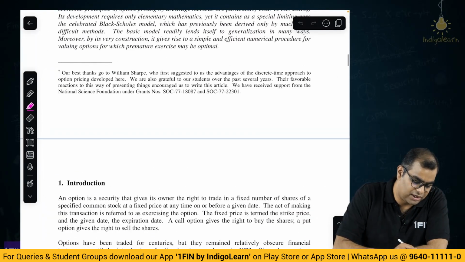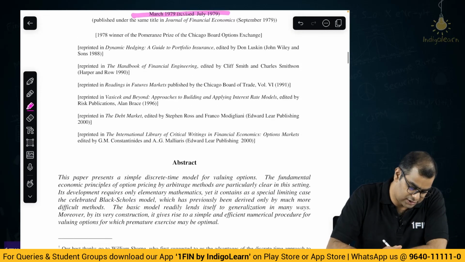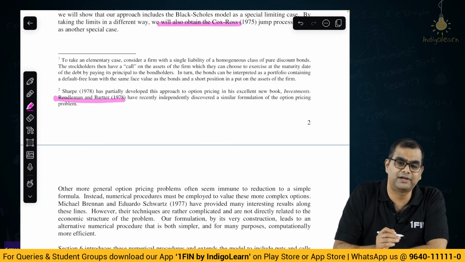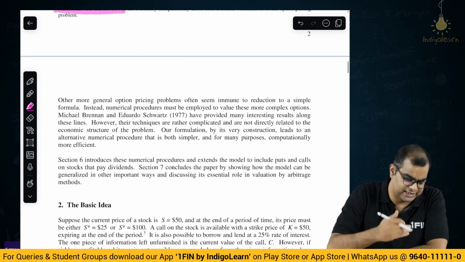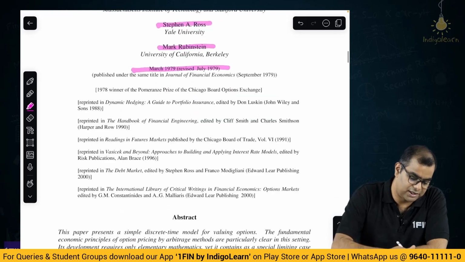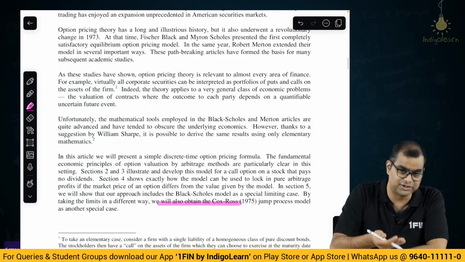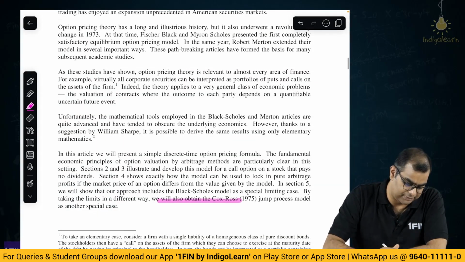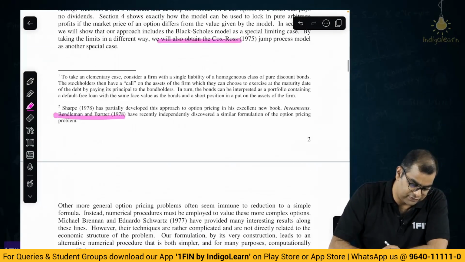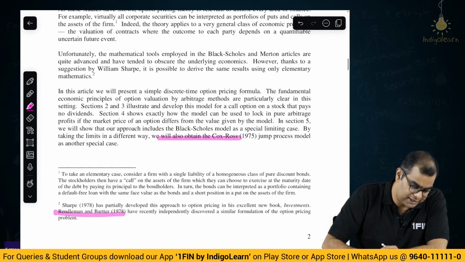They themselves acknowledge that other people have worked on this, like William Sharpe, and there was one more gentleman whose name they give, Rendleman and Bartter. Okay, Sharpe and Rendleman and Bartter, these guys also have come up with something. John Cox, Stephen Ross and Mark Rubinstein have worked on something that was developed by Sharpe and Rendleman.